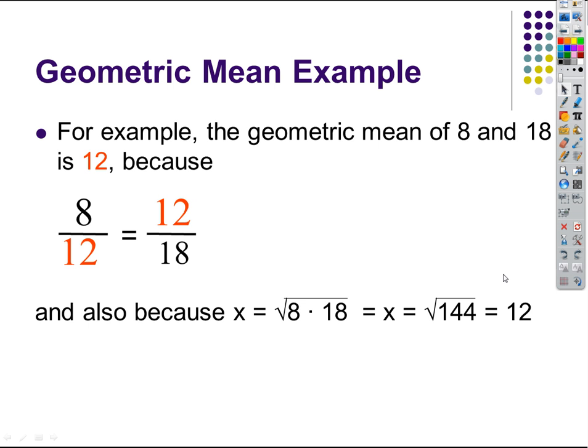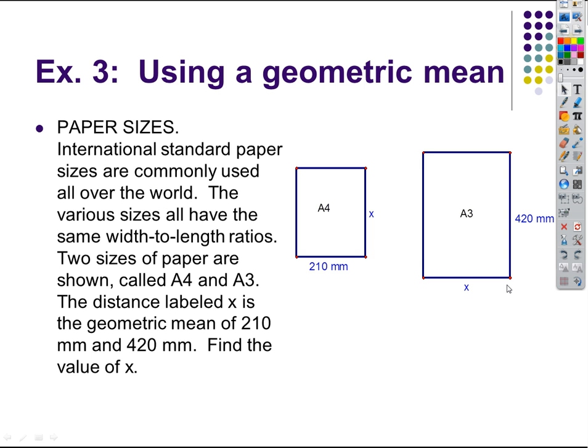So this would be useful if you wanted to, for example, have two pieces of paper, two sizes of paper that were, one was bigger than the other, but they were proportional, right? If I want the ratio of the width to the height to be the same here as here, then I could set this up as a geometric mean problem, right? 210 over x would equal x over 420. So the height of this one becomes the width of this one, right?